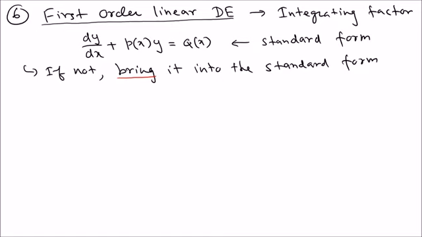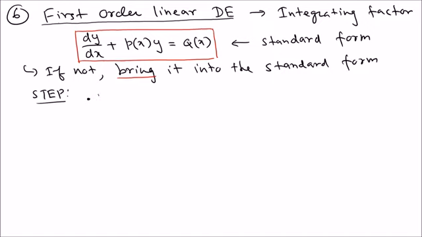Good. So let's talk about the steps. What are the steps of such a problem? The first step is, we assume that it's in the standard form. Now we're going to find what we call the integrating factor I, which is always e to the integral of p(x) dx. P means everything, with the sign. So we're going to calculate that.